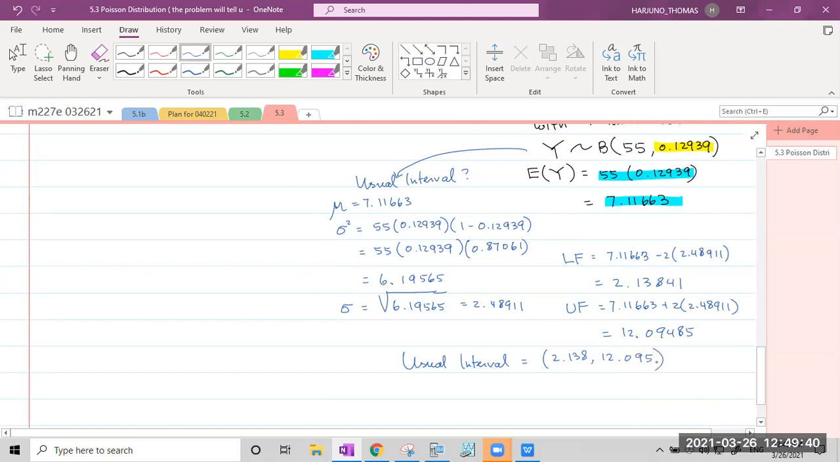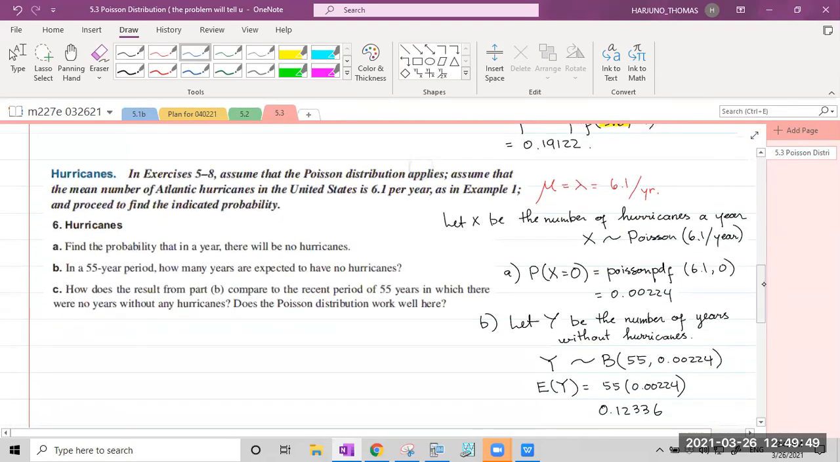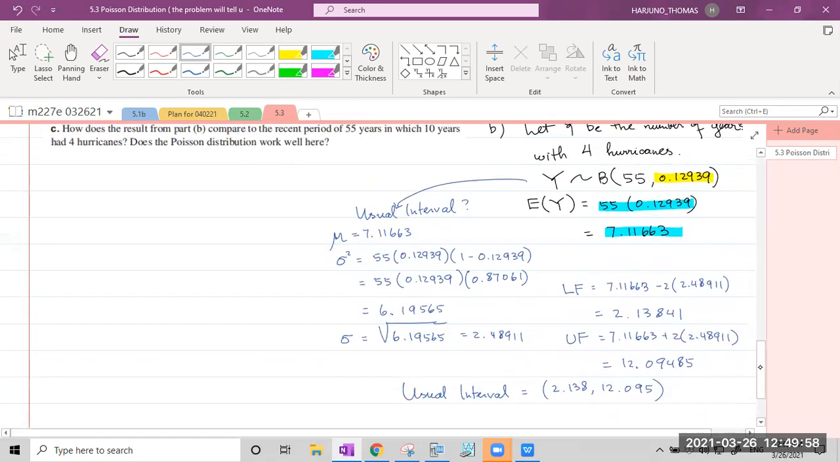So even up to 12 hurricanes in a year is actually quite usual. It is incorrect, assuming this number 6.1 is a true number. Suppose it is a true number. It is incorrect for any journalist to claim that having 10 hurricanes in a year is too much. Well, you know the average is 6.1, right? So when you get 10 of these 55 years, is it too many? No, according to our usual interval, no.